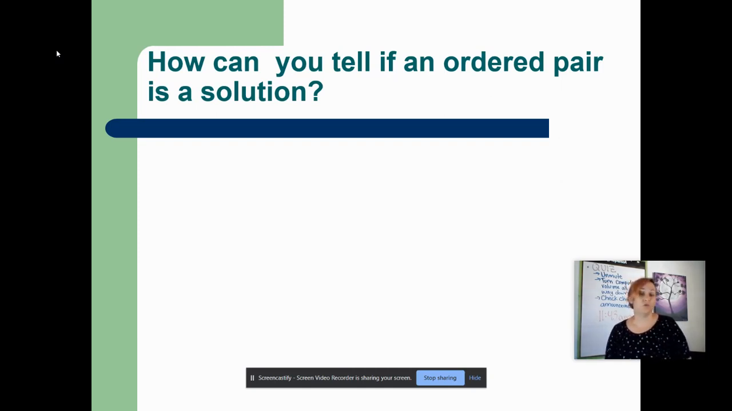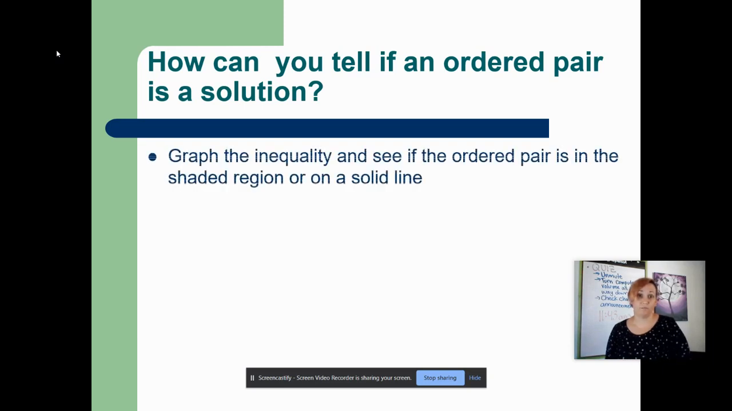First, you could graph it and see. So you could take your equation and graph it and see, does the ordered pair land on the graph that you drew? Now, for an inequality, that means, is it in the shaded region of the graph? Or it could also be on a solid line.